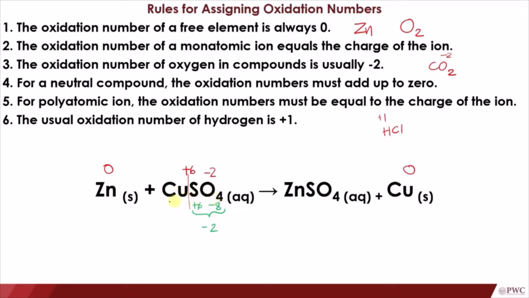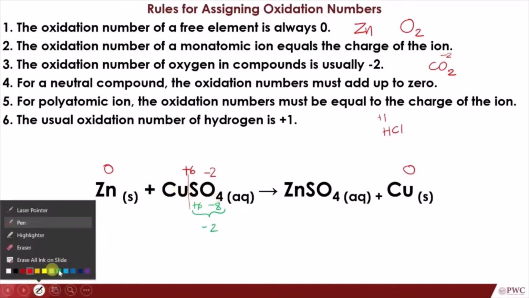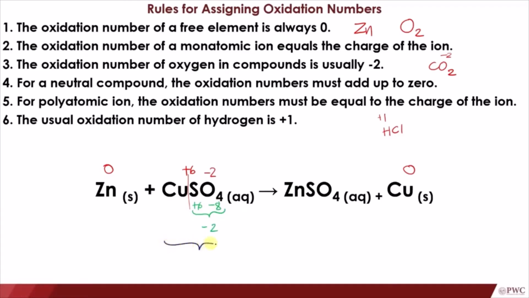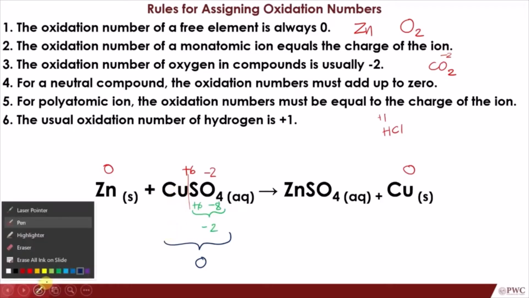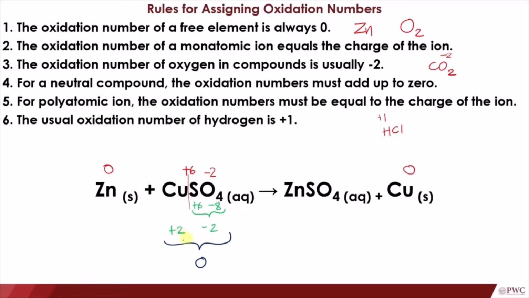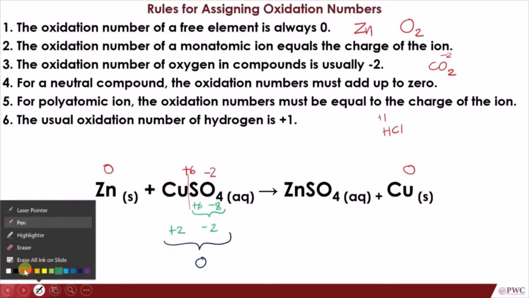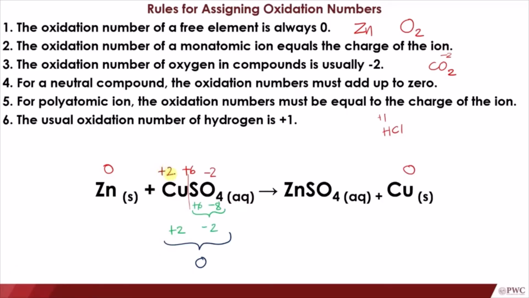This sulfate is bonded to the copper. Again, overall, this copper sulfate is a neutral compound, meaning the overall charge should be 0. If the charge of sulfate is -2, what should be the charge of copper in this case? The copper should be, of course, +2, right? Because +2 plus -2 is 0. So this charge is the oxidation number in this case. The oxidation number of copper here is +2.